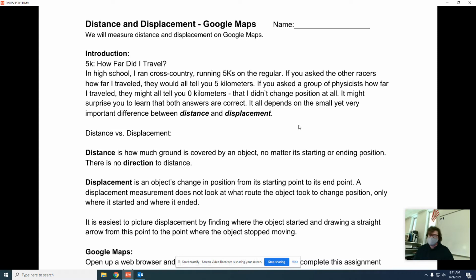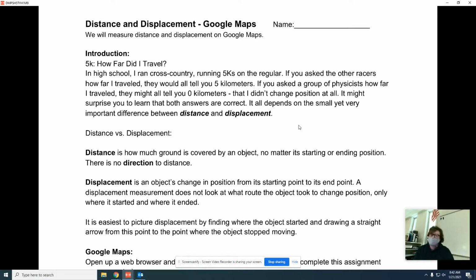So in our introduction, I'll tell you honestly, this is not my own story. I did not run 5Ks that much in high school. But we're going to read through this short story and see if it gives us an idea about distance versus displacement.